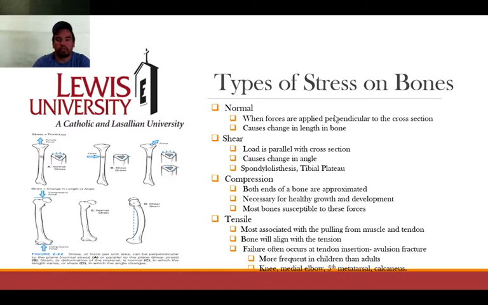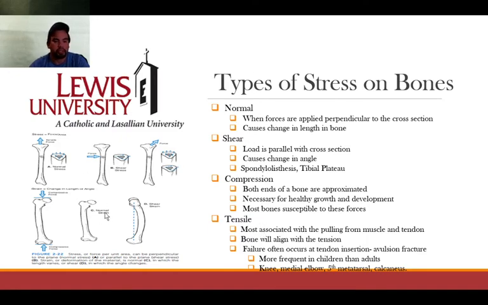So what kind of stress does bone have to deal with? Well, we have normal stress, which is just when forces are applied perpendicular to the cross section, and it causes a change in length in bone. So it compacts the bone, right? And it pulls on the bone, depending on how it is. Pulling, tension, and compression. Okay.